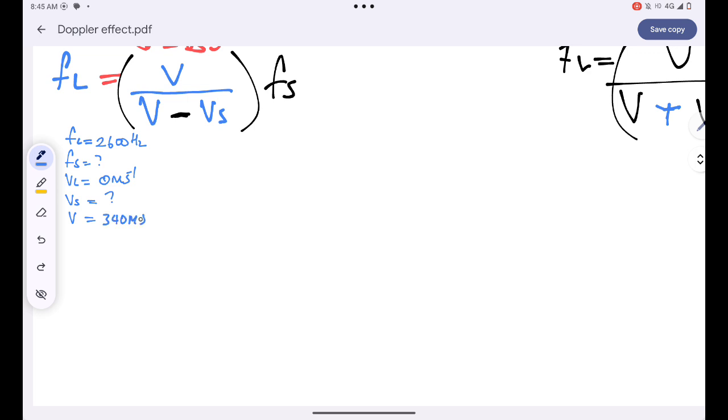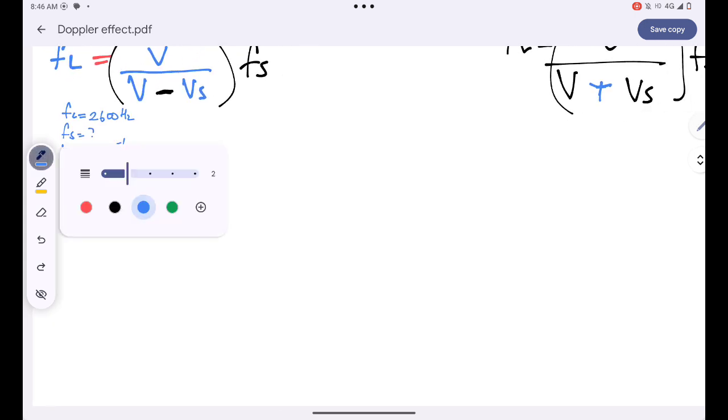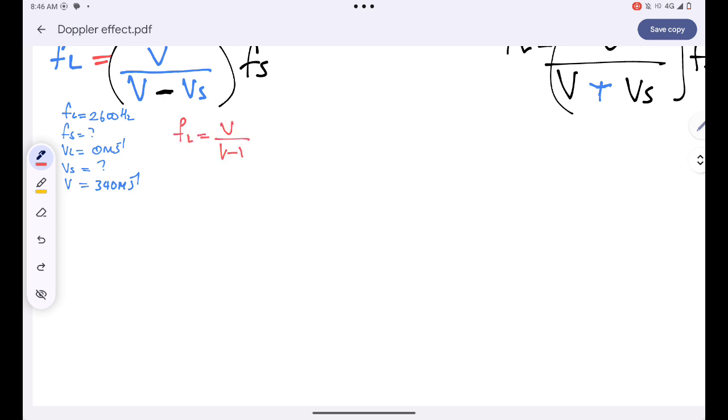That's 340 meters per second. Are we together? Okay. From this information, we can have an equation. I know that FL is equal to V over V minus VL, all multiplied by the frequency of the source. That's 2600 is equal to 340 over 340 minus the velocity of the source. Are you together? And then I have the frequency of the source over there.